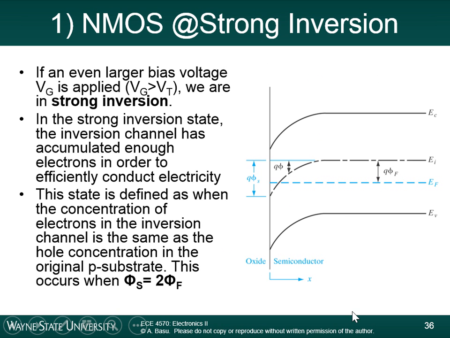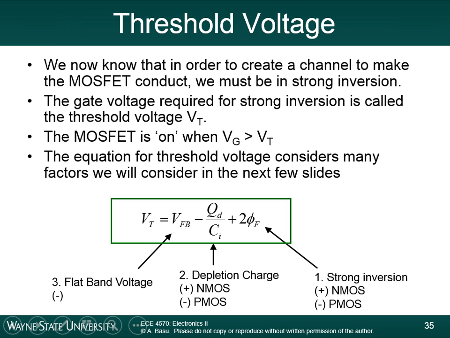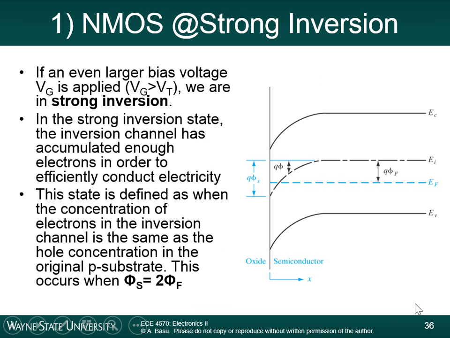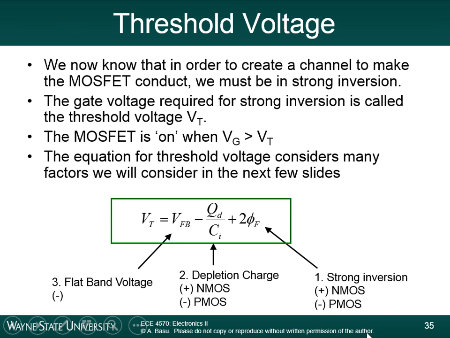This is the slide that you saw before. So the first contribution of this term is equal to 2 phi f. This term represents the amount of bending we need in the band diagram in order to create this potential well for the electrons to go through, in order to invert the material from p-type to n-type, in the case of an NMOS.